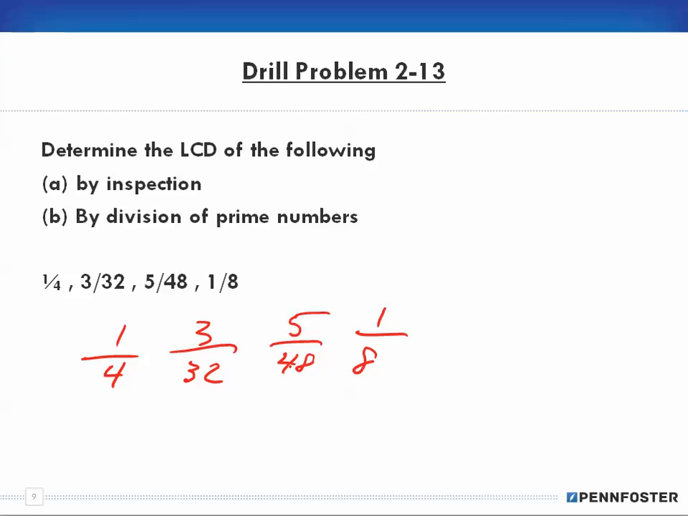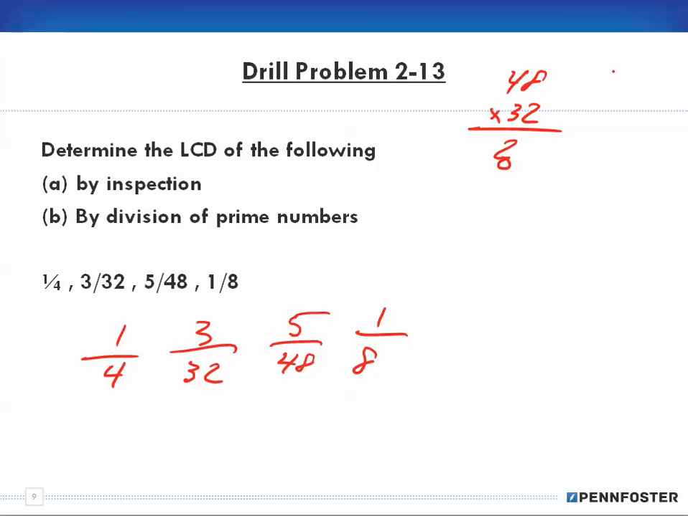8 can go into 48 6 times, but 32 can't go into 48. So now the issue becomes, what are the multiples of 48 that 32 and 48 can go into? Remember in the last video, I said I would take 48 and multiply it by 32, and now I'm going to get some kind of huge number. That's why I said in the last problem, it was relatively easy because I could eyeball it.